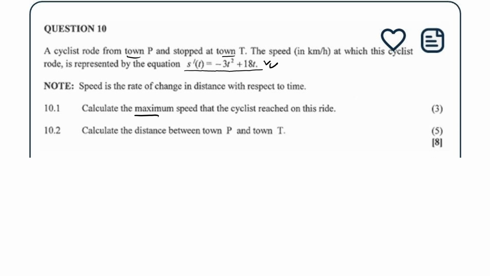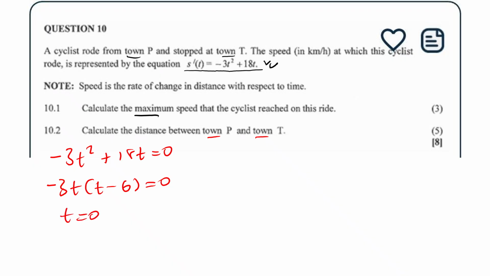10.2. Calculate the distance between town P and town T. Therefore, now we have to first find the time, right? So for us to find the time, we can say minus 3t squared plus 18t is equal to 0. Therefore, now we can factorize. We can say minus 3t times t minus 6 is equal to 0. Therefore, t is equal to 0 or t is equal to 6.